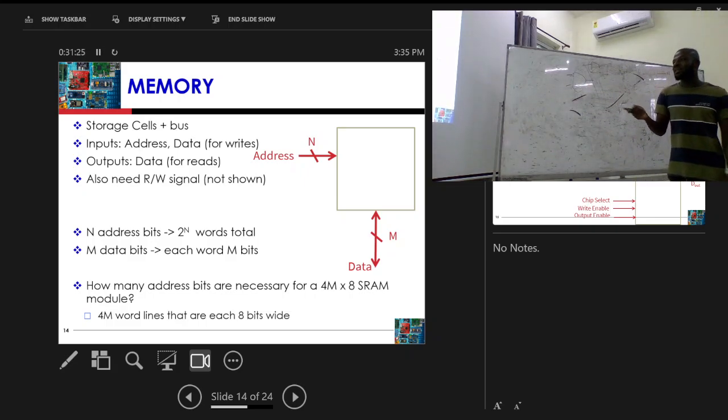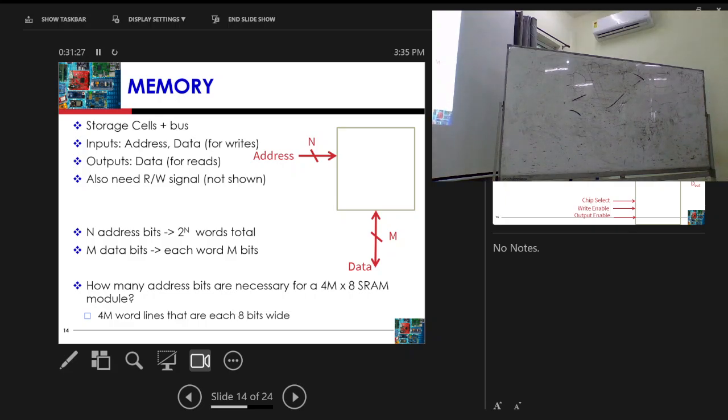Now, the most important thing is: how many address spaces are necessary for a 4M by 8 SRAM? How do I calculate the address bits? Once I give you something like a 4M by 8 SRAM, I need to know the data width. I need to know the address width. Very, very important. So for a 4M by 8 SRAM, what is the data width?